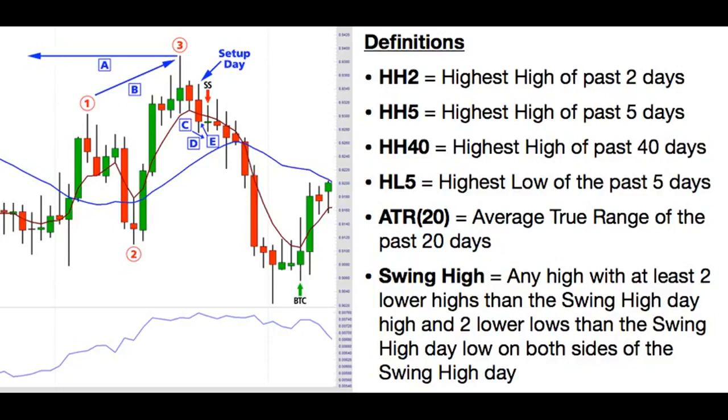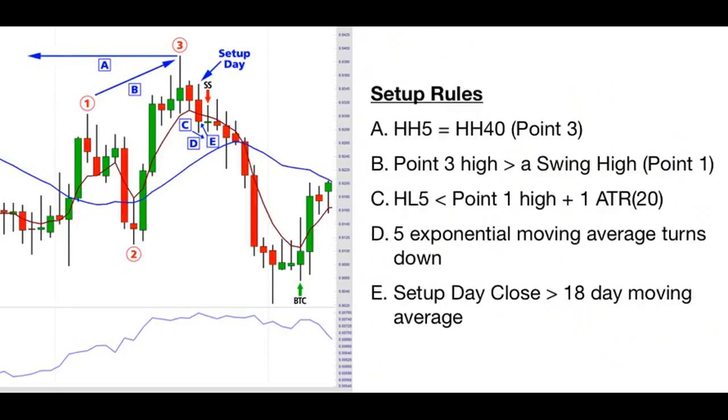And a swing high is any high with at least 2 lower highs than the swing high day high and 2 lower lows than the swing high day low on both sides of the swing high day. The setup rules. Well, in the case of a short trade, what we're looking for is an M for money pattern. And you can see that on the chart with points 1, 2, and 3 tracing out an M pattern. Now, it's not just any old M pattern. It has to be one that meets conditions A through E.